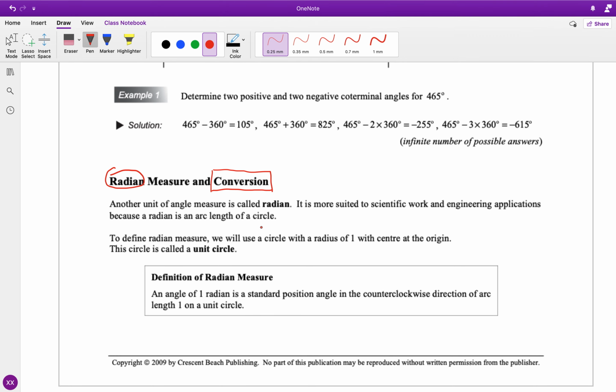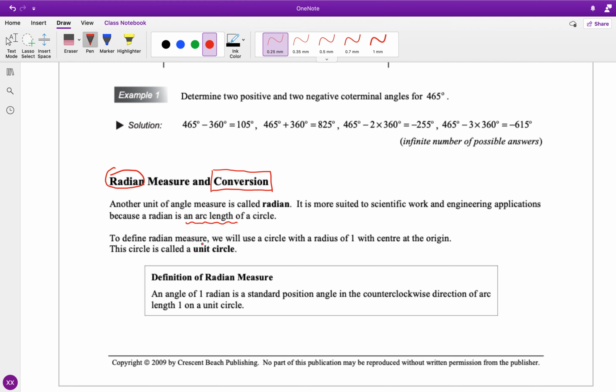Okay, so now radian. This is more suited for scientific work and engineering applications because a radian is an arc length. This takes a bit to get used to, but after some practice, you will be perfectly fine.